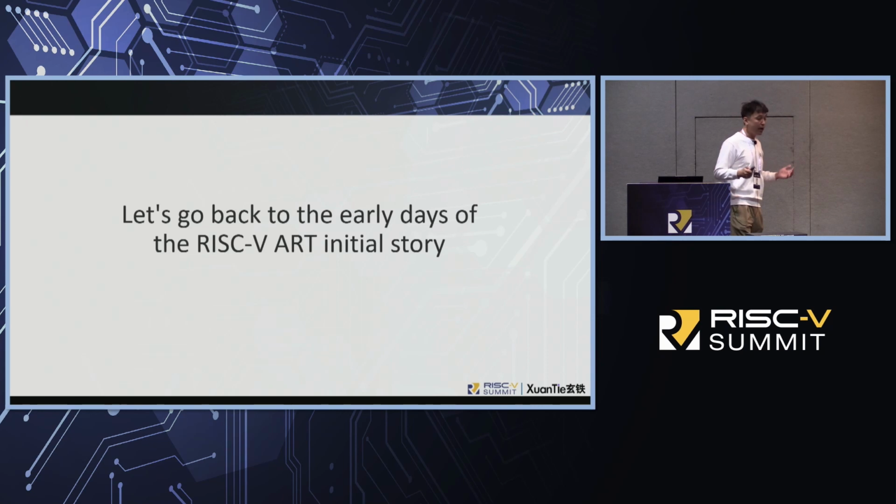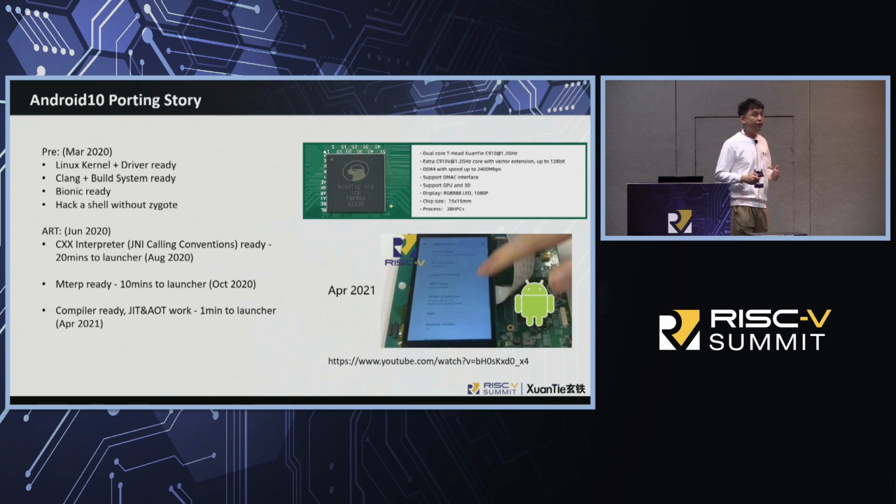So let's go back to the early days of the RISC-V ART initial story. We started the Android porting 3 years ago, based on Android 10. I remember it was in March 2020 that we began our project, with several folks involved. We started with our test chip, with only 2 cores. We started with the Linux kernel drivers, and we ported the Clang and build system, the Soong build system, and we also ported Bionic. Then we hit a shell, without a Zygote, and handed it to the compiler guys.